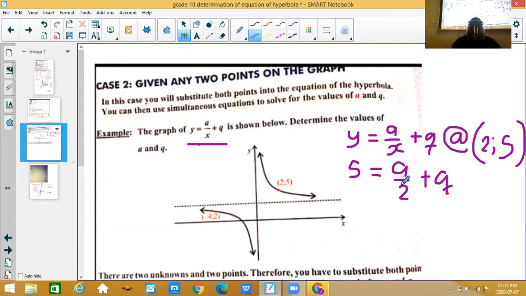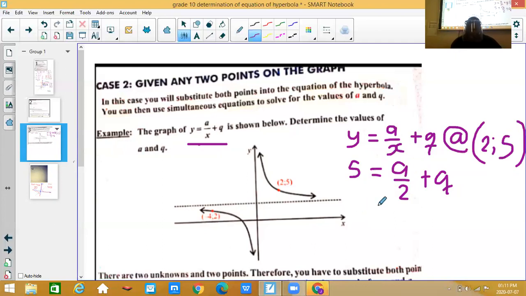We want to get rid of these 2. How do we get rid of this denominator? We multiply. What is the 2 doing? What is the opposite of division? We multiply by 2, on all terms.